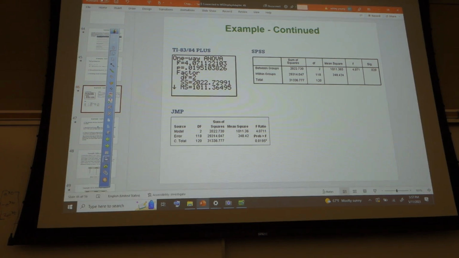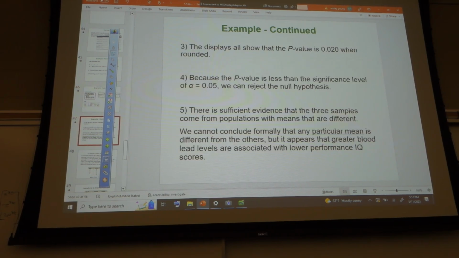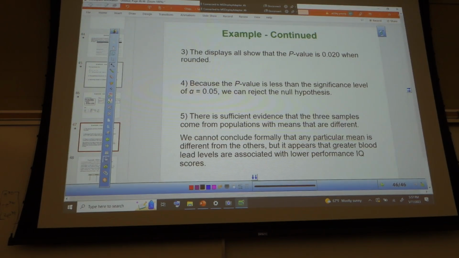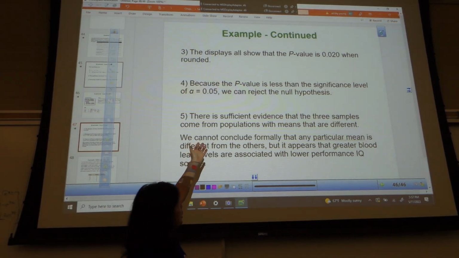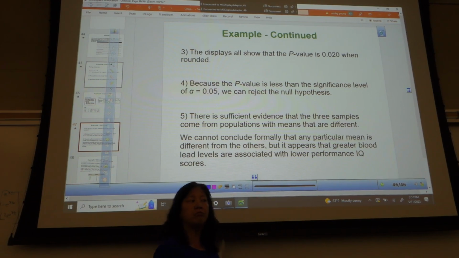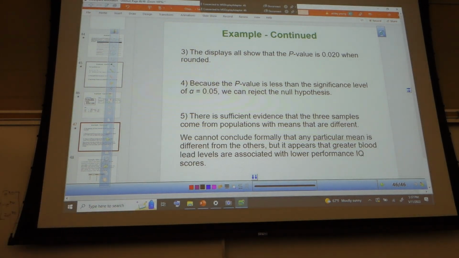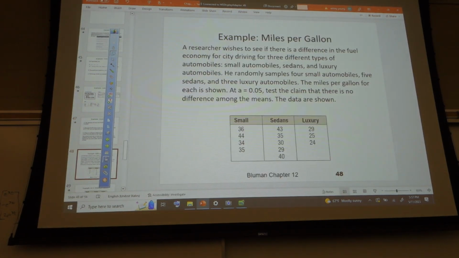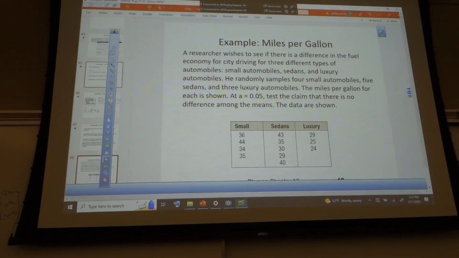Here, what's my p-value? 0.019. Yep, that is less than alpha. So we reject the null hypothesis and say that we have sufficient evidence that the means are different, that they're not the same. Good? All right, so now we're going to do an example together. This is on page 87.